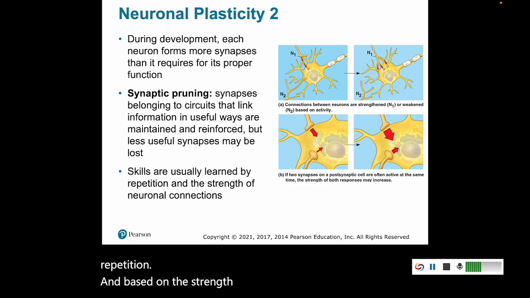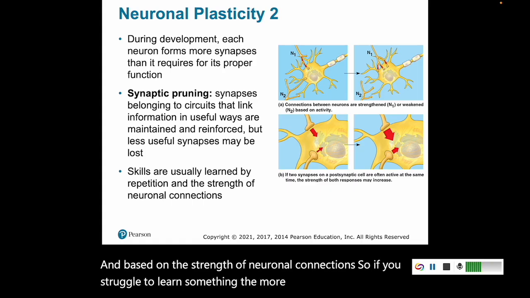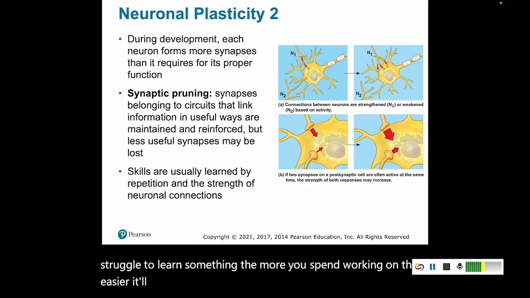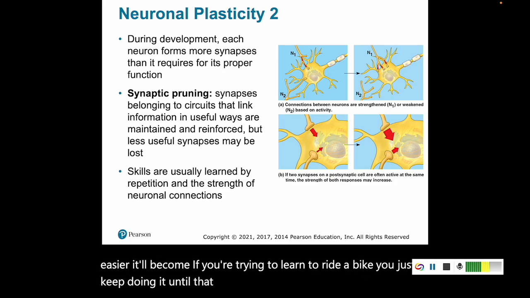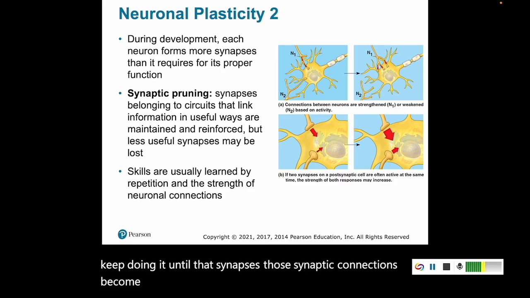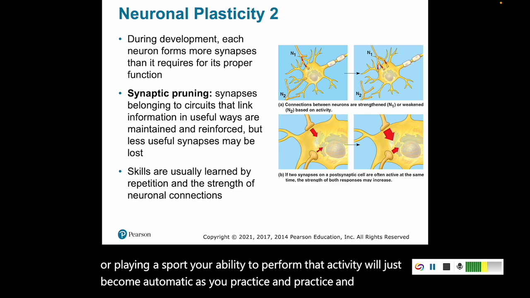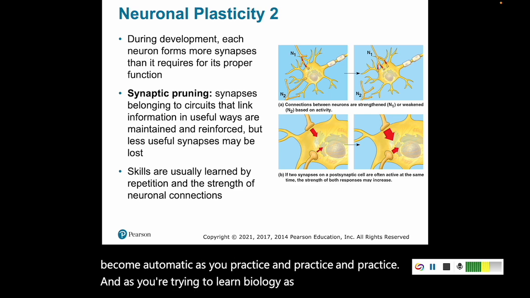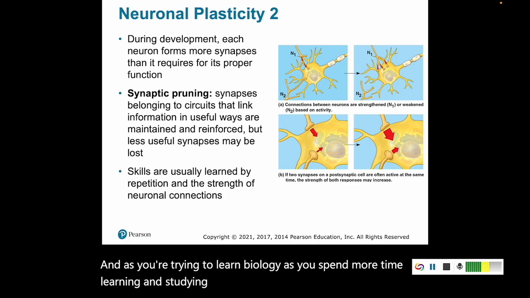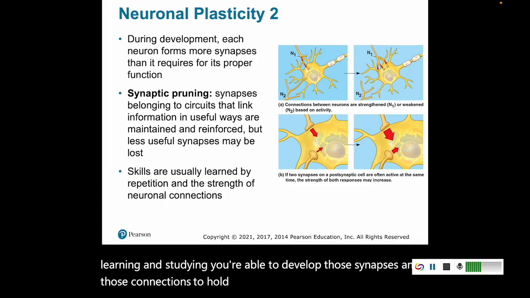of neuronal connections. So if you struggle to learn something, the more you spend working on it, the easier it'll become. If you're trying to learn to ride a bike, you just keep doing it until those synaptic connections become so strong, it's automatic. If you are playing an instrument or playing a sport, your ability to perform that activity will just become automatic as you practice and practice and practice. And as you're trying to learn biology, as you spend more time learning and studying, you're able to develop those synapses and those connections to hold that information in your brain.